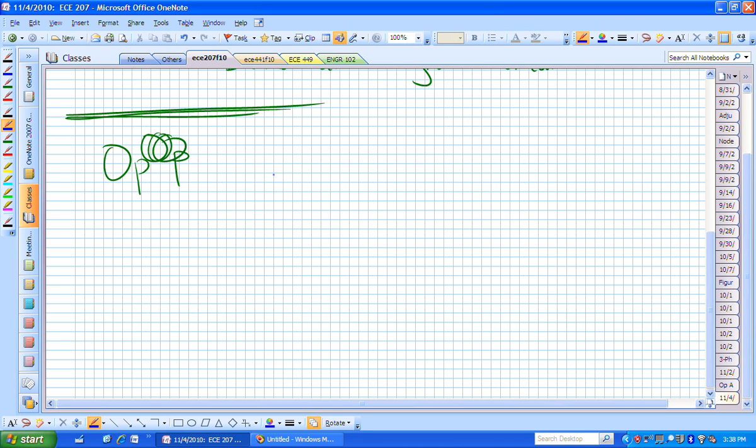In this case, what I'm trying to draw, so you can already start to anticipate what I'm doing. You can start drawing an inverting operational amplifier, and it will be with a triangle.